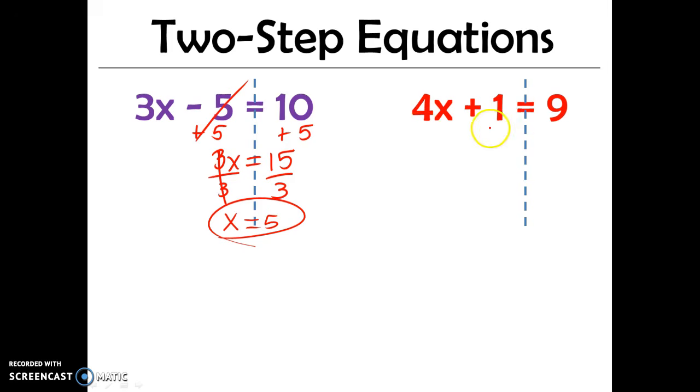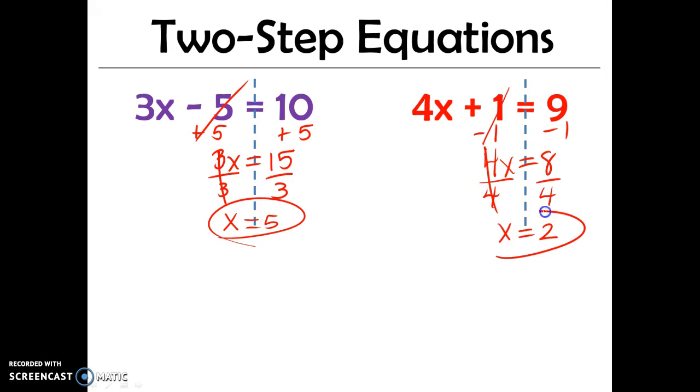So to get rid of a positive 1, do the opposite. Subtract 1 from both sides. Keep the equation balanced. So those go away and you're left with 4x equals 8. Last step, x is still not all by itself. That 4 is being multiplied to it. So to get rid of it, we're going to divide by 4. Both sides need to be divided by 4. So that turns into a 1x, or just x, equals 2.